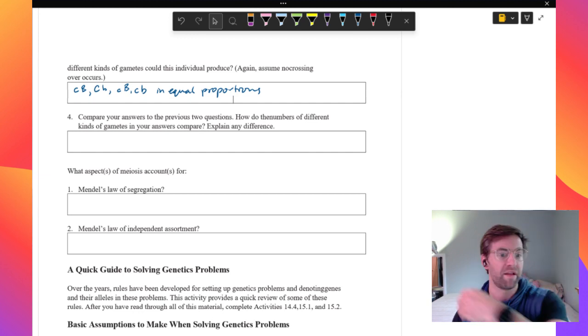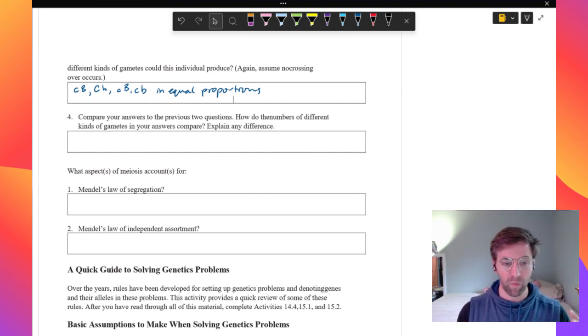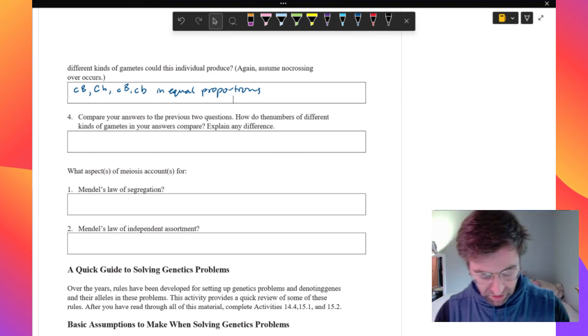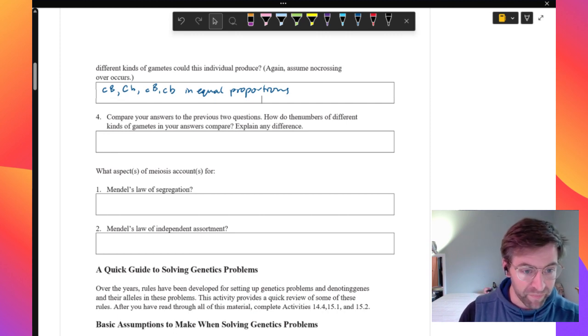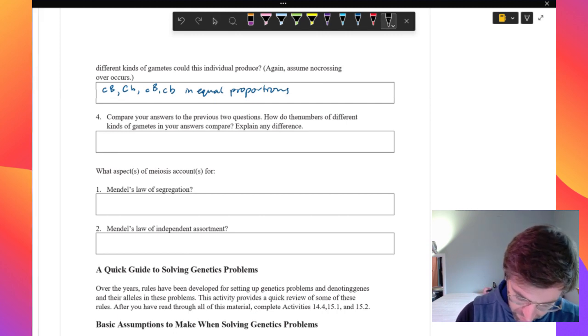So this could line up at metaphase 1 in a couple of ways. And we're gonna make a little chart here, but that was a lot of talking, and I want to write this down so that we can make sure we get all this.